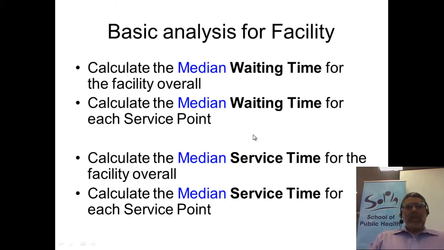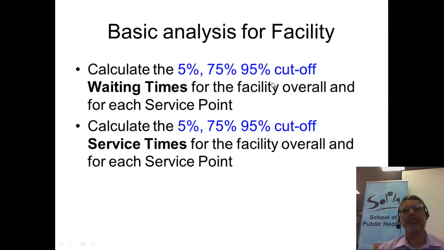You would then want to, similarly to the waiting time, look at the median service time for the facility overall, as well as the service time for each service point, and see if it was appropriate or not. So your basic analysis for the whole facility would then be the median waiting times and the range of waiting times, going from the 5% to the 95% cutoff.